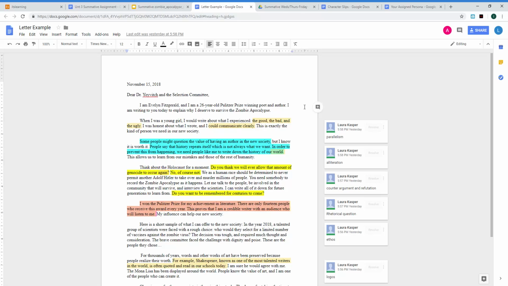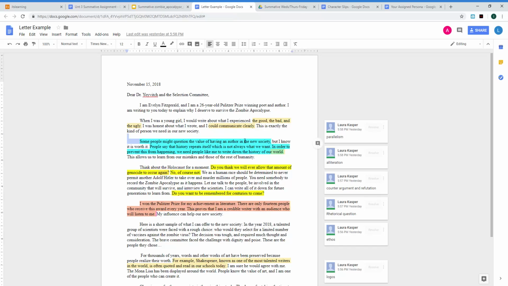This is exactly the kind of person we need in our new society. Some people might question the value of having an author in the new society, but I know it is worth it. People say that history repeats itself, which is not always what we want. In order to prevent this from happening, we need people like me to write down the history of our world. This allows us to learn from our mistakes and those of the rest of humanity.